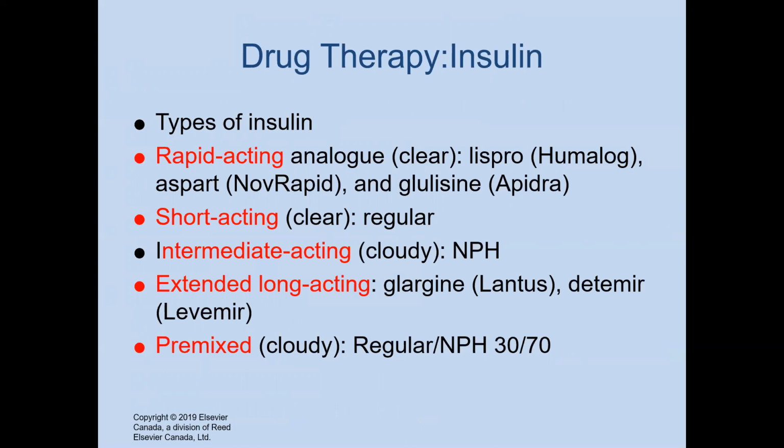We've got short-acting insulin, and that's our regular insulin. Keep in mind, regular insulin is also the only kind of insulin that we give intravenously.